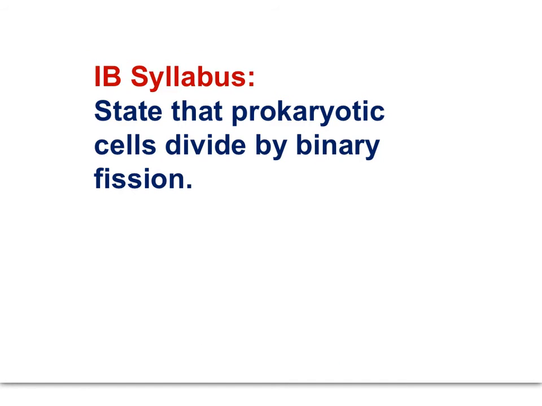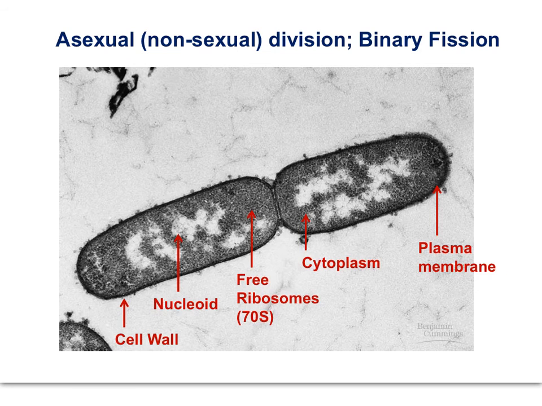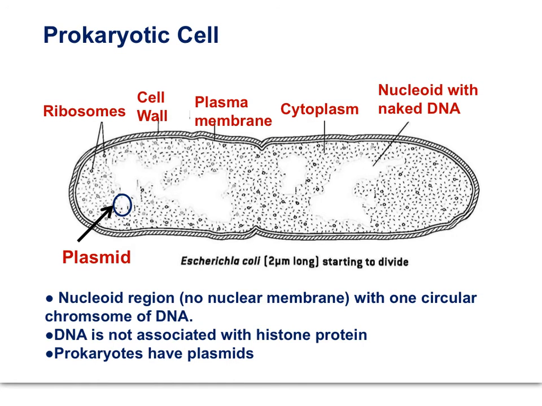Here's another IB syllabus statement. State that prokaryotic cells divide by binary fission. Here's a micrograph of a bacterial cell undergoing binary fission, as it splits into two. At this point the other structures should be familiar to you. One last chance to see an image of a prokaryotic cell.